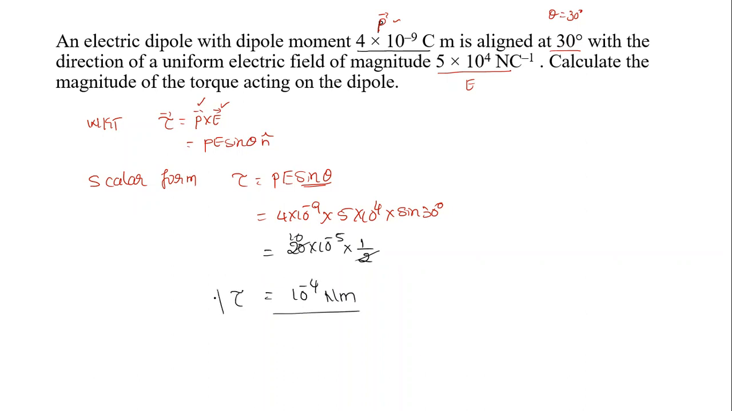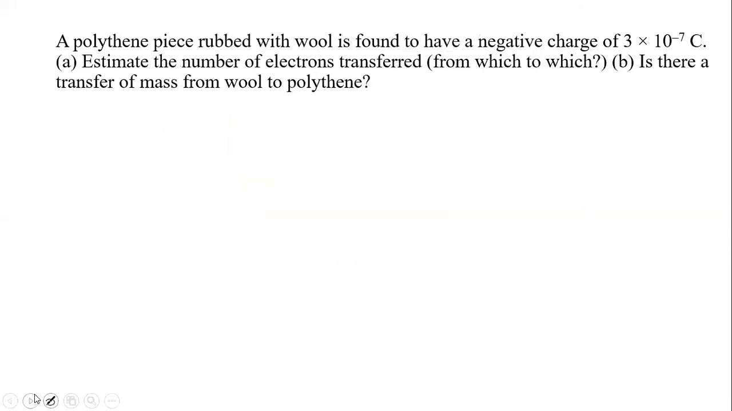So this is the torque acting on a dipole kept in a uniform electric field, with an angle of 30 degrees with respect to the electric field. This is a question related to dipole and dipole moment. So this is clear. Next question, let us see now.